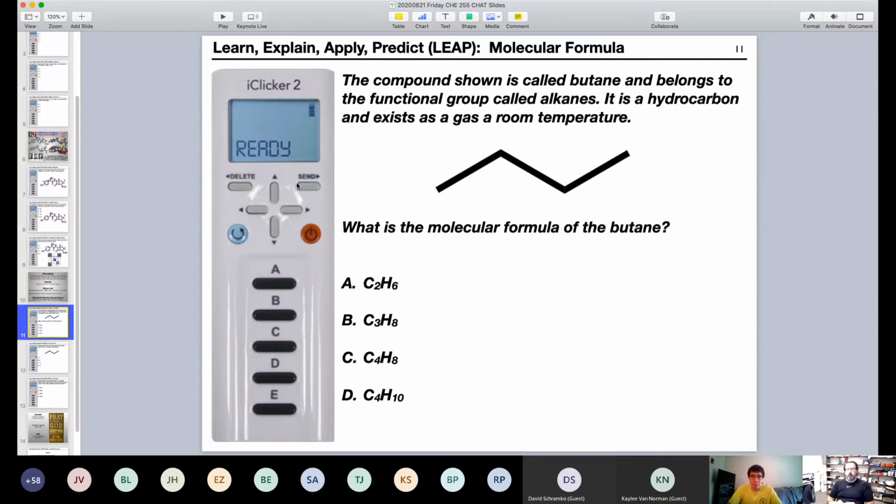So the compound shown below is called butane. This is the name. That's the nomenclature, the name. This is the structure as we would draw that. It belongs to a functional group called an alkane. It is a hydrocarbon. There's only carbon and hydrogen, and exists as a gas at room temperature. What is the molecular formula of butane?